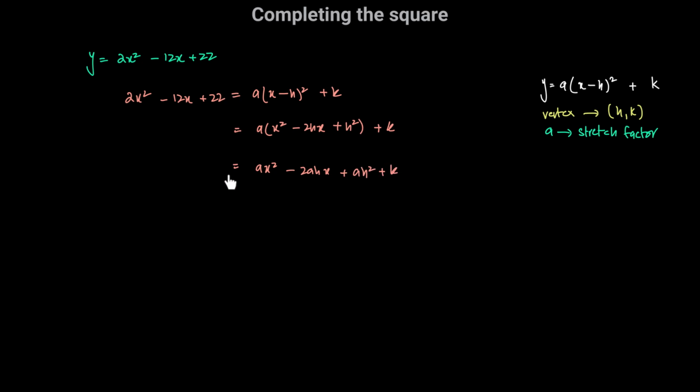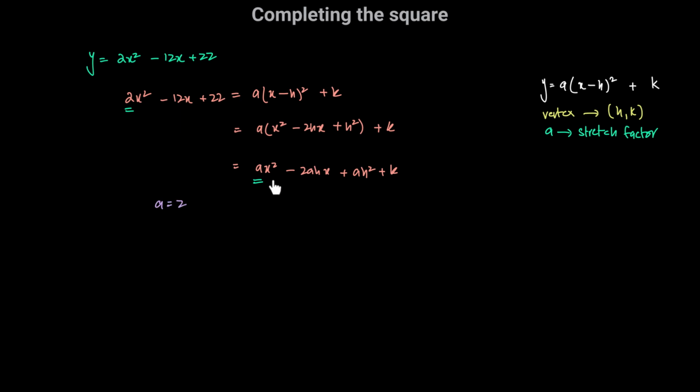Now obviously, since this is an equality, the left hand side is equal to the right hand side. For the left hand side to be equivalent to the right hand side, the coefficients of x squared have to be the same on both sides, which means the coefficient on the left hand side is 2. On the right hand side, a is the coefficient of x squared. So therefore, a is equal to 2.